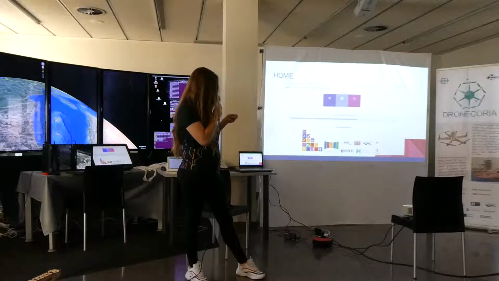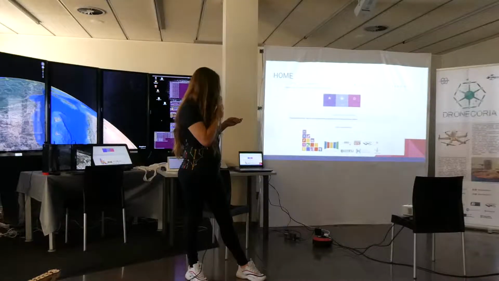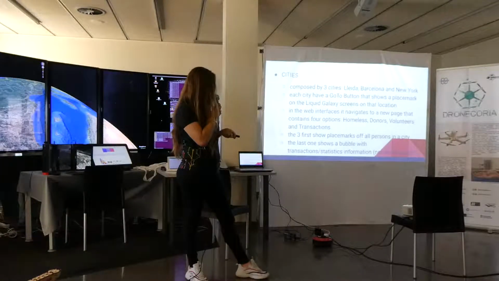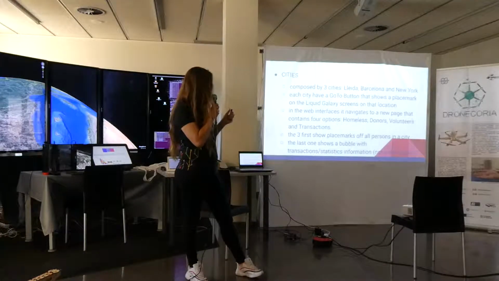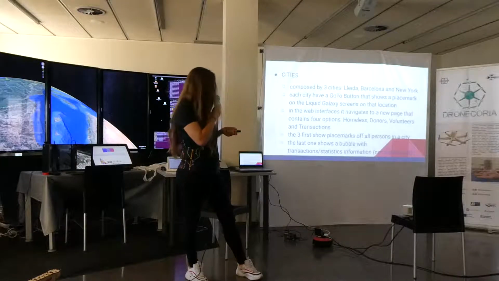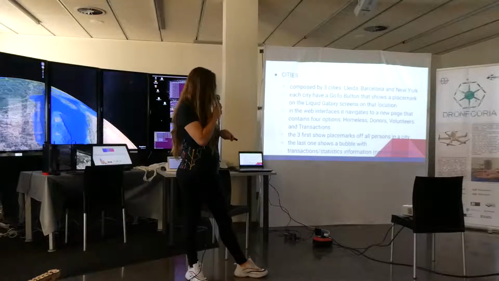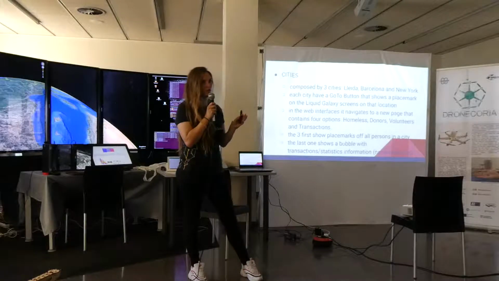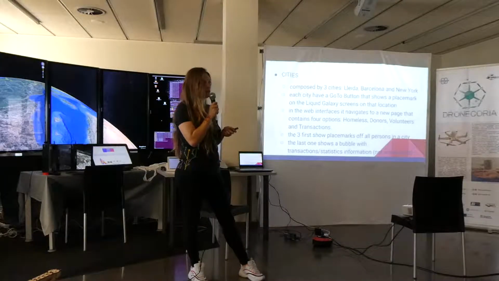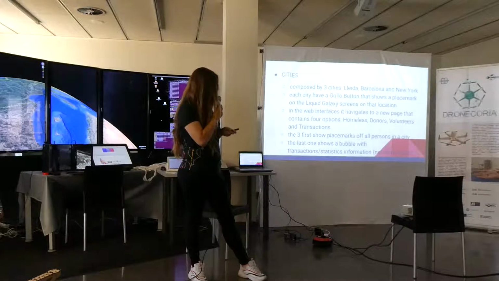We only have a navigation bar. It is very simple. Cities is composed of three cities. I only included Lleida, Barcelona, and New York. Each city has a go-to button and shows a placemark on the Liquid Galaxy screens at this location.